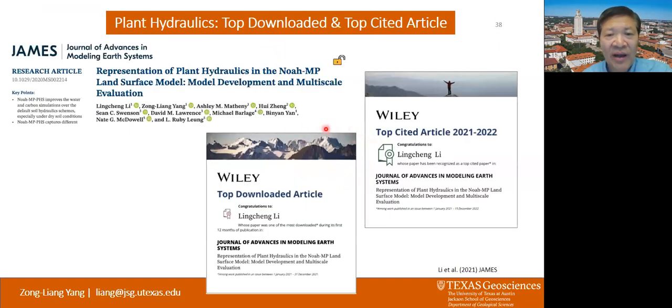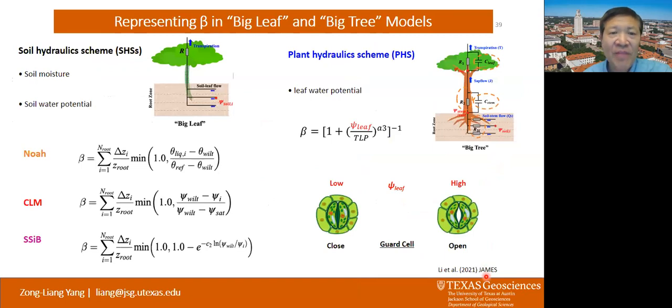This research has received tremendous attention in the community, not just the land surface modeling community, but also in the ecological and tree forest community. So you can see the citations are really high. Therefore, this paper has been the top downloaded article and also the top cited article for papers published in 2021 and 2022 from this AGU journal, JAMES. So really proud of Lingcheng's work in this area.